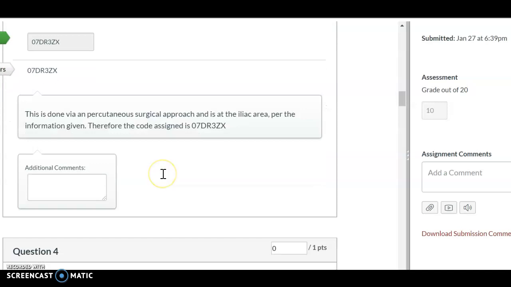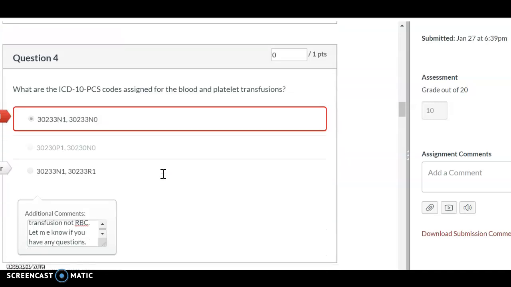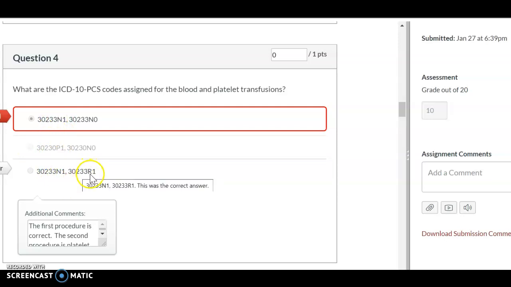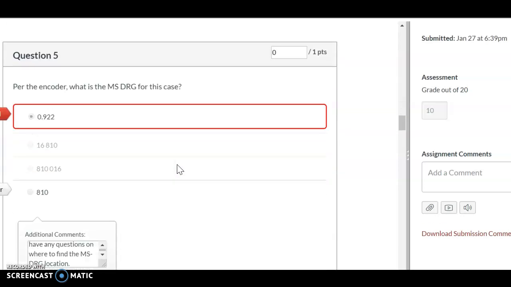They did great on number three for the bone marrow biopsy. This one here, and I did write a short little note. With this, the first procedure is correct. As you can see here, we're lining them up. The second procedure here, we needed the R because that's for platelets. So it looks like here you have red blood cells again. So just off on this one, we did really need platelets for that.